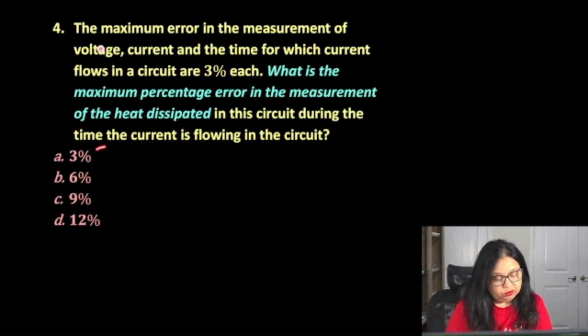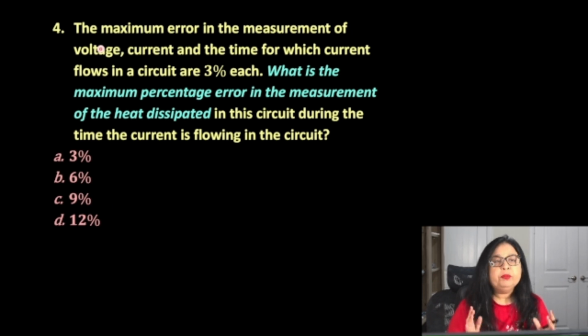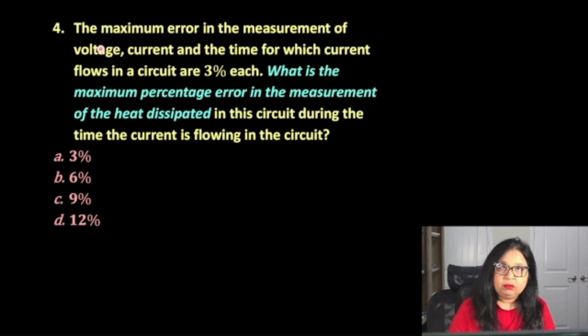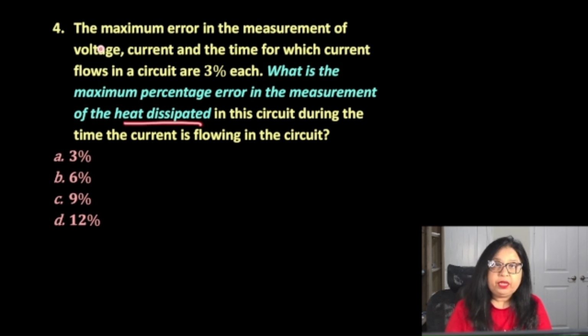Now, you can see that this is a multiple choice question. We have 4 answer choices. Now, in a general multiple choice question, especially a qualitative one, you may have more than one correct answer, right? I'm sure you have seen that. However, in this problem, there will be only one correct answer. Why? Because this problem is asking us to solve for the maximum percentage error in the heat dissipated.